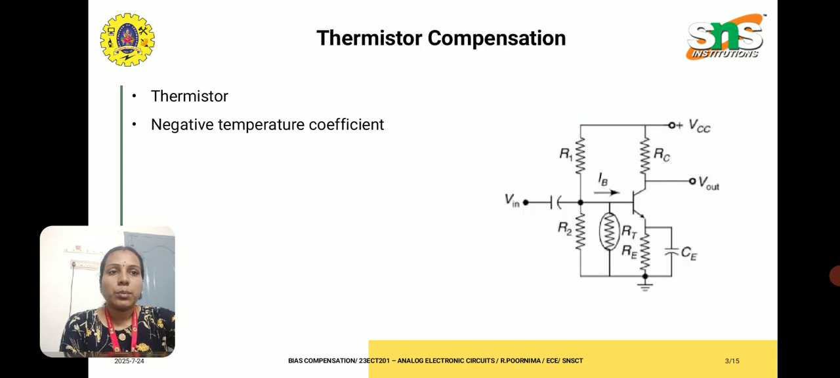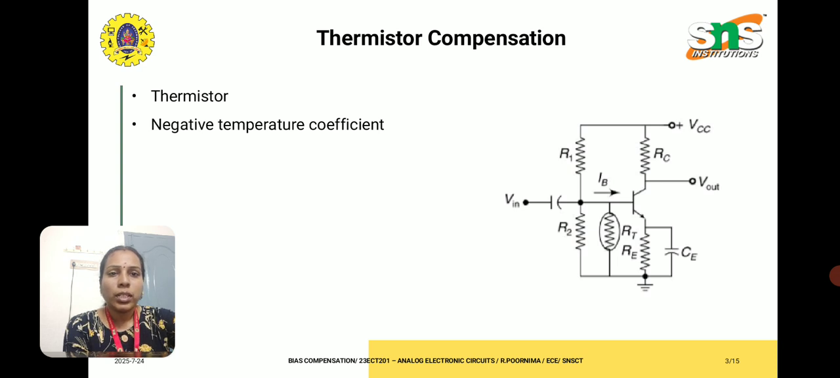And let's see the thermistor compensation in this circuit, where we have taken the common emitter amplifier circuit. Here the thermistor is used, given as RT in parallel with resistance R2. The thermistor is a negative temperature coefficient device, so here the resistance decreases with respect to the temperature.